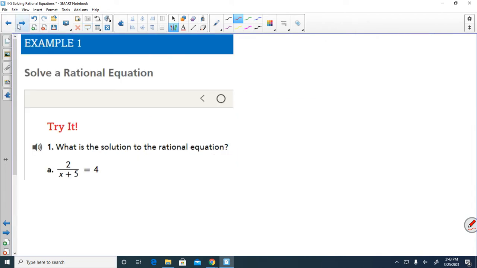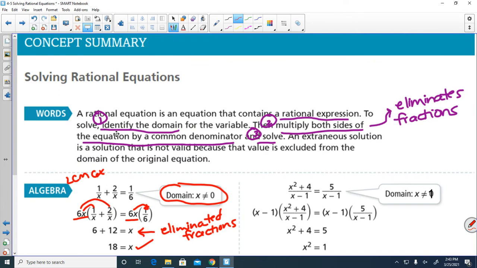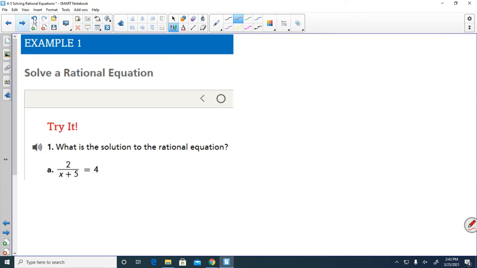So let's work out a couple of these. Example 1, what's the solution to the rational equation 2 over x plus 5 equals 4? So remember, the first thing we want to do is identify the domain for the variable. So step 1, what's the domain? Remember, we have an issue with the domain if we have to divide by 0. So I look at this, and I notice that if x were negative 5, my denominator would be equal to 0. So x is not allowed to be negative 5.